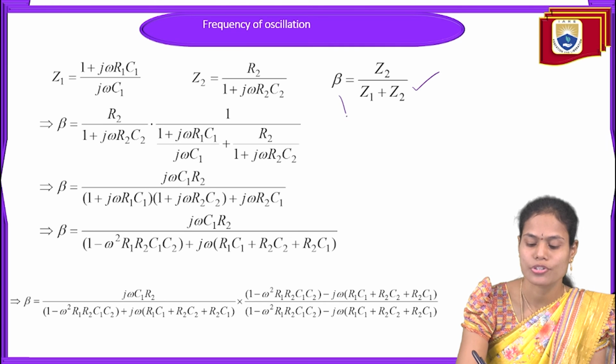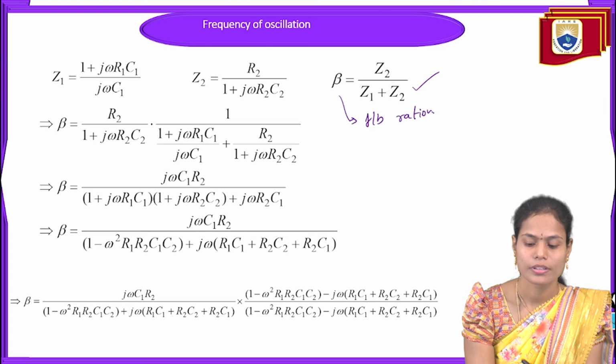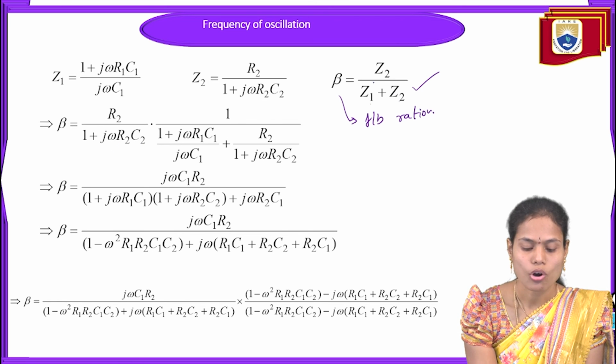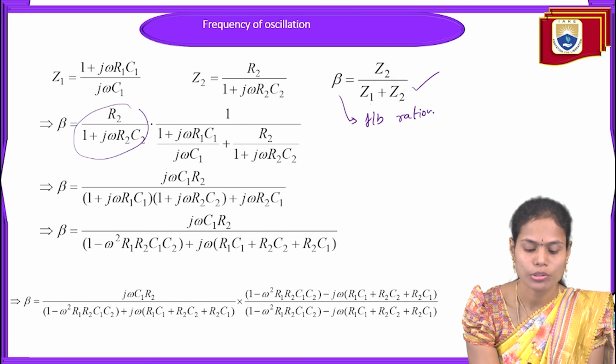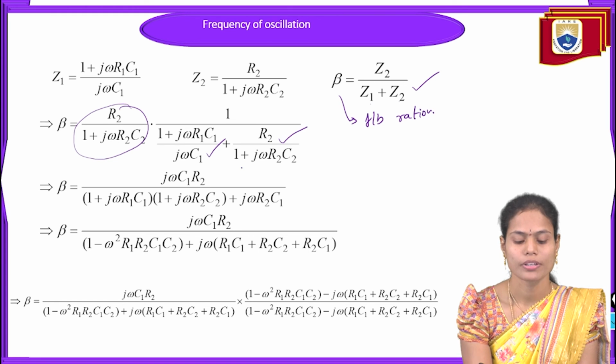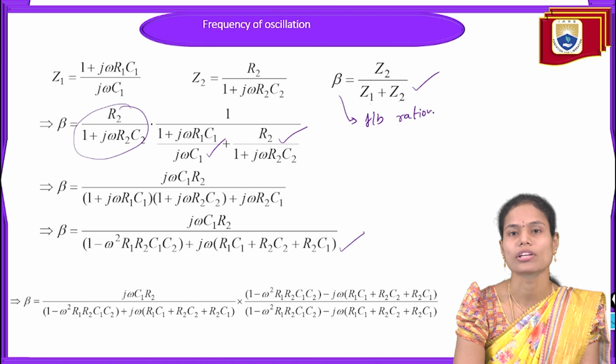Beta is the feedback ratio, just now we have calculated. So in the beta, we are having Z2 by Z1 plus Z2. So substitute all the values here. This is the Z2 value into 1 by, this is Z1 plus Z2. And after simplification, we will get this particular equation.